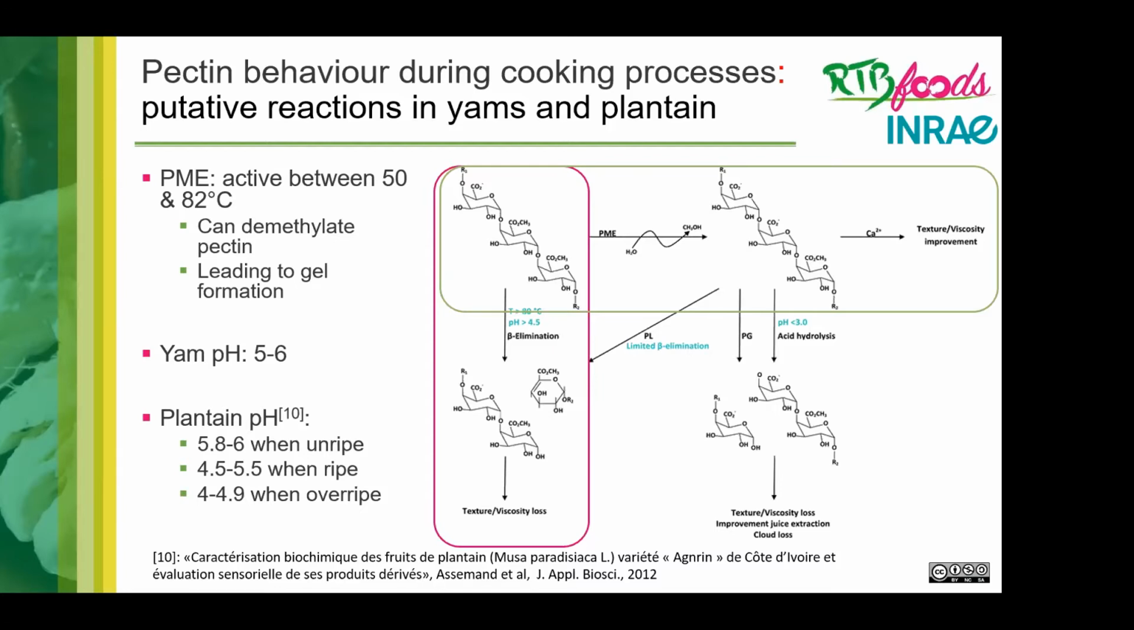This can happen, but what can also happen with methylated pectin is we have beta elimination chemical reactions. This can happen because of the pH of these foods. Not all foods have such a high pH, and plantain and yam do have a pH higher than 3.5, which can lead to beta elimination when the temperature is over 80 degrees.